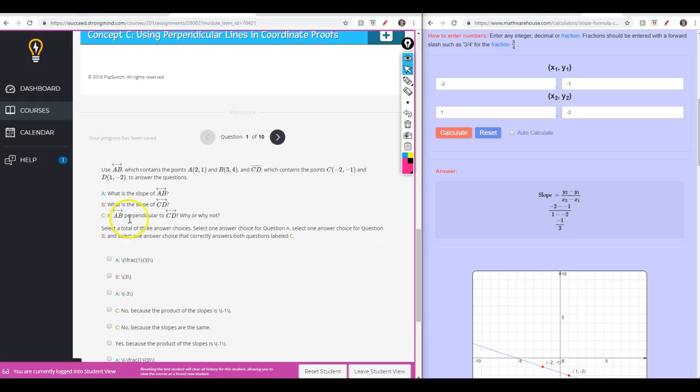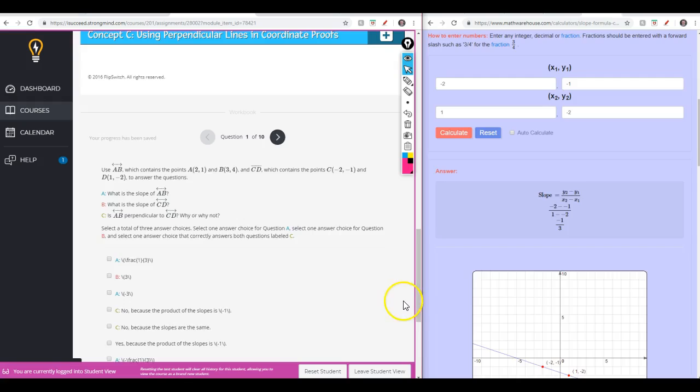C: Is line AB perpendicular to line CD? Why or why not? Select a choice of 3 answer choices. Select one answer choice for question A, select one answer choice for question B, and select one answer choice that correctly answers both questions labeled C.